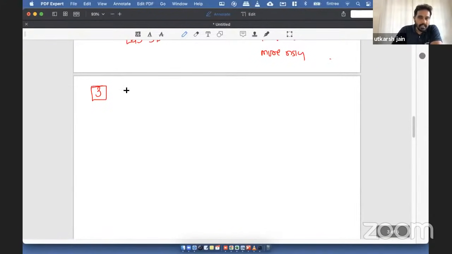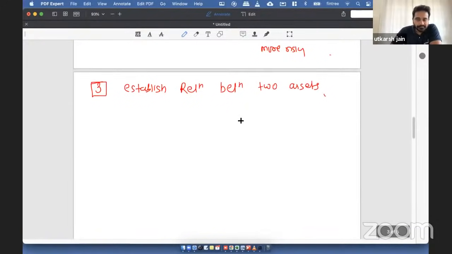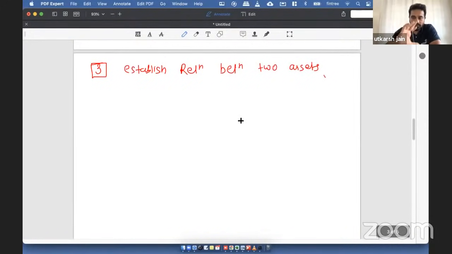Building block 3: how do you establish a relationship between the two assets? Okay, so what does it mean? Think about it. You're going to be blown away once you understand what's happening in section 3.